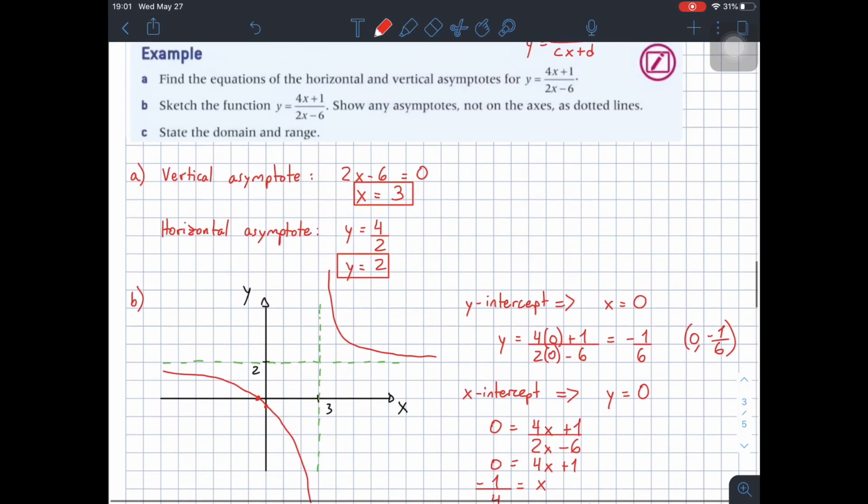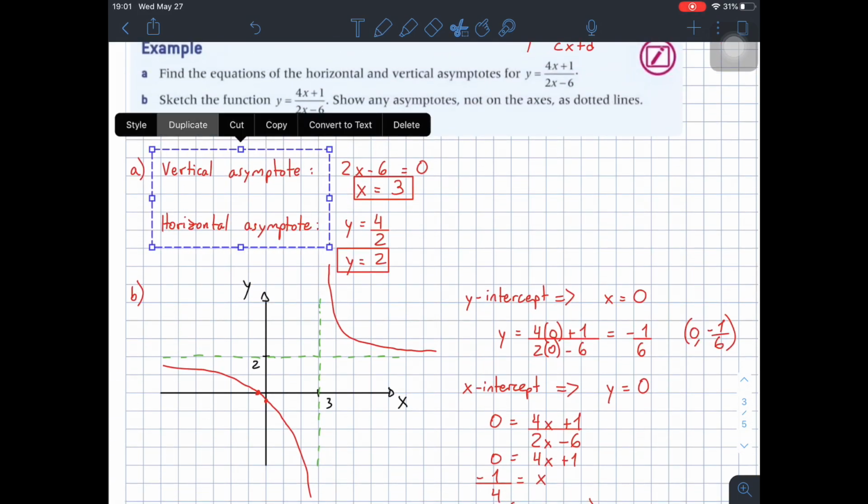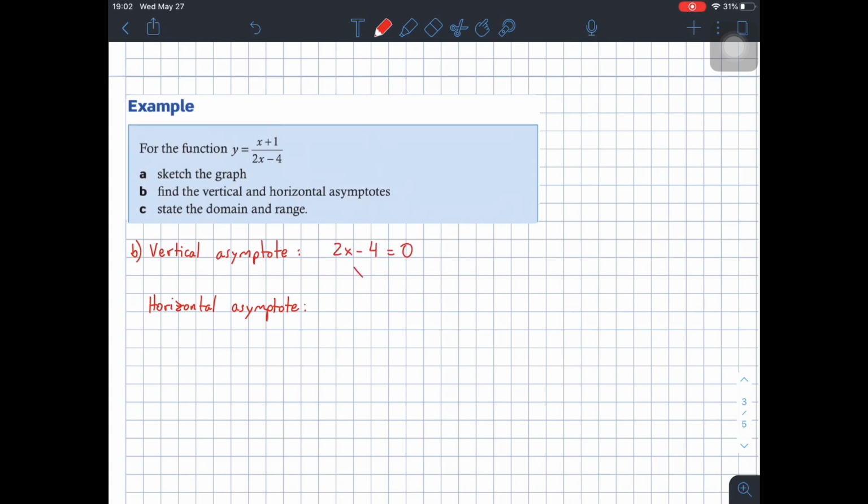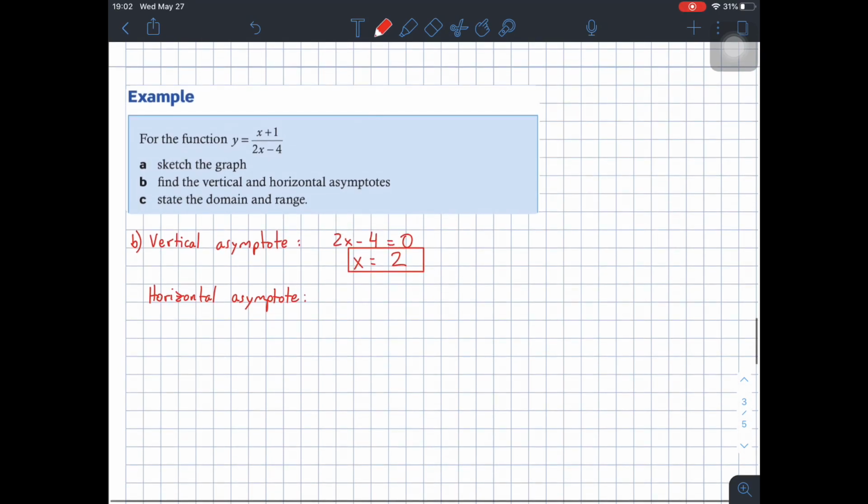Let me copy this to avoid wasting time. So we're going to say that the vertical asymptote in this case is, we need to set the denominator to 0, 2x minus 4 equals 0. So x equals 4 divided by 2, that's 2. This is the vertical asymptote. And the horizontal asymptote would be the coefficient in the numerator divided by the coefficient in the denominator. So this would be y equals 1/2, which is the same as saying y equals 0.5. So this would be the horizontal asymptote.